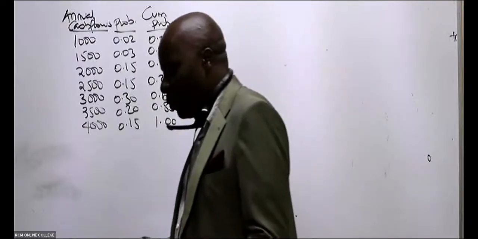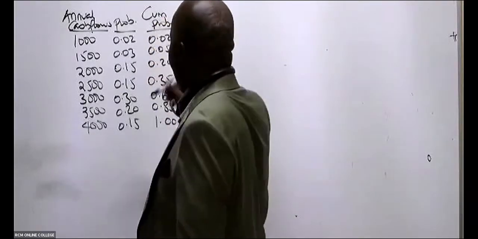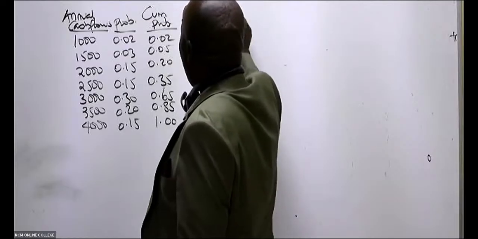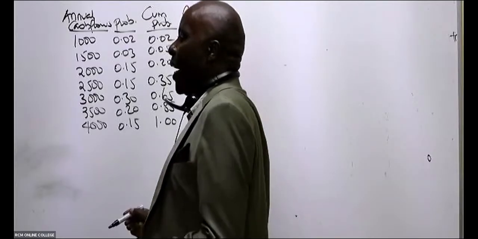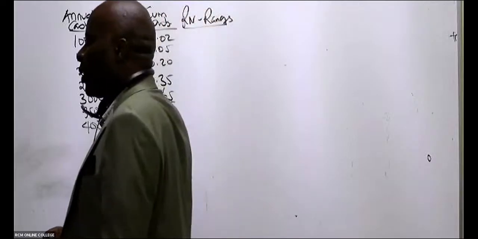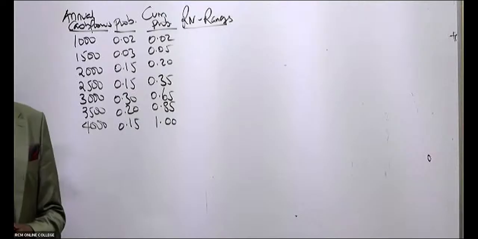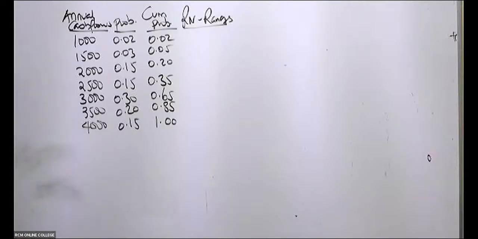Now, after getting the cumulatives, I'll be able to come and give you the random number ranges, which I would want to give you exactly 1 minute. Try deriving them on your own, on the device.